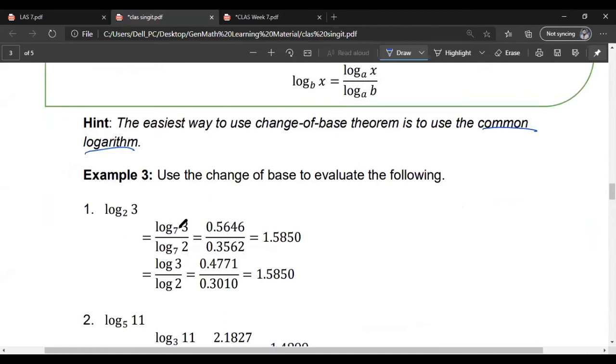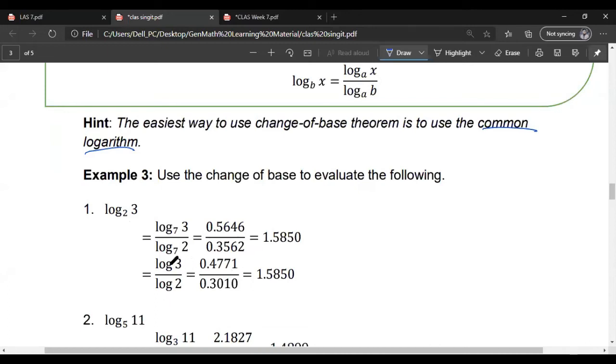So ngayon, use the change of base to evaluate the following. O ito, class, ginamit ko base of 7. So yung logarithm of 3 with the base 2 is naging logarithm of 3 with the base 7 over logarithm of 2 with the base 7. Okay? And then simplify, kunwari, so ang answer is 1.5850.